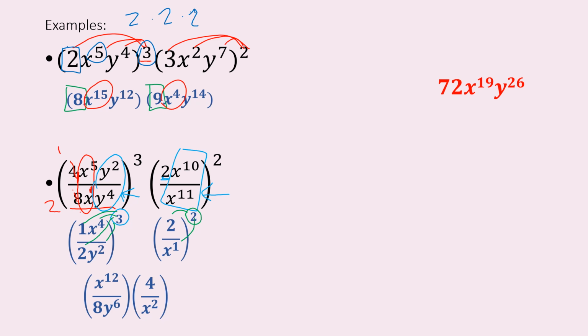Now you can either put those together first. 4x to the 12th over 8x squared y to the 6th. Okay, and we see that there's x's here that we can simplify. We see that there's a 4 over 8 here that we can simplify. Okay, you can also do that just as you're going.